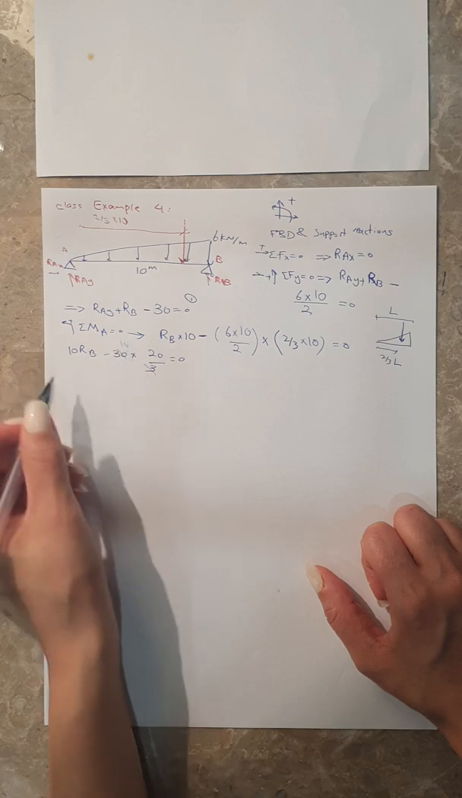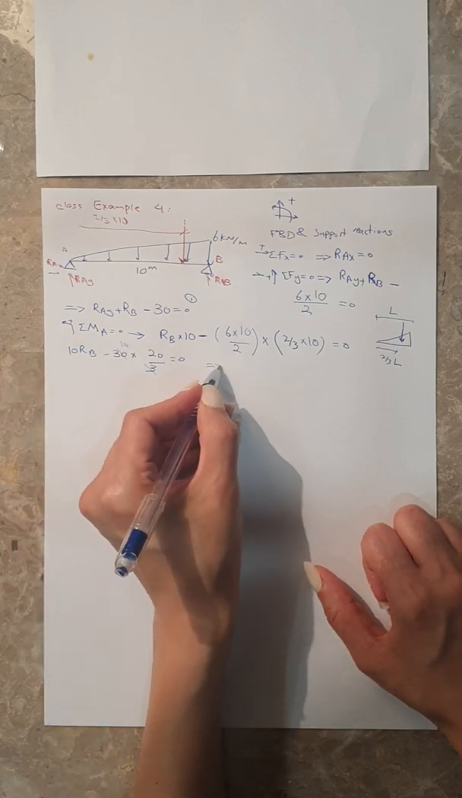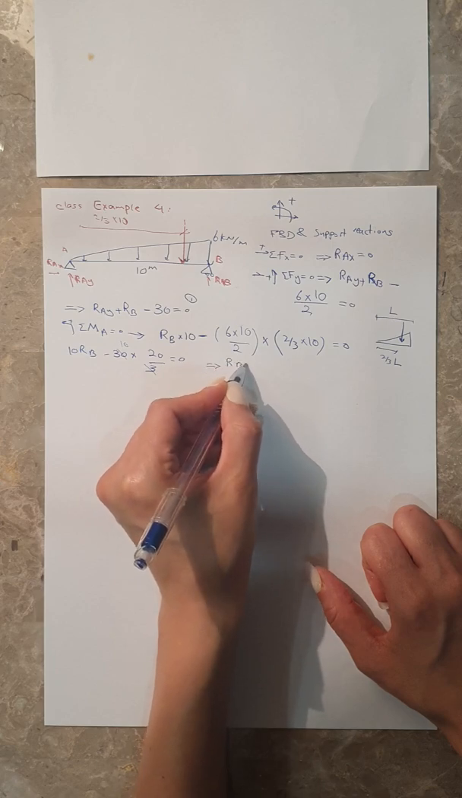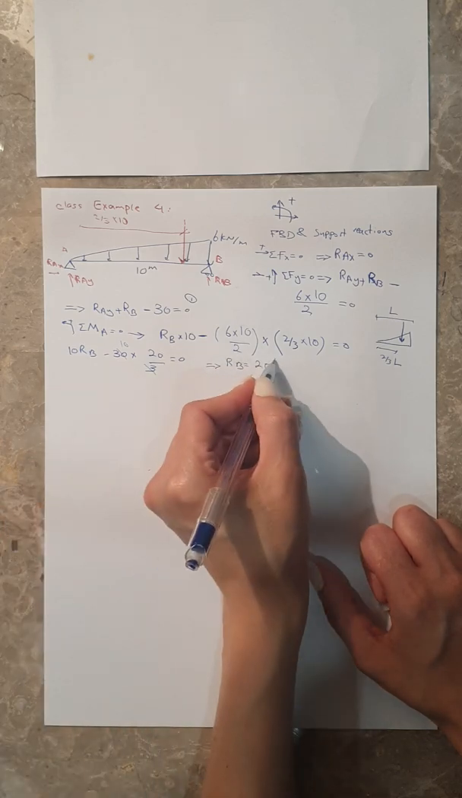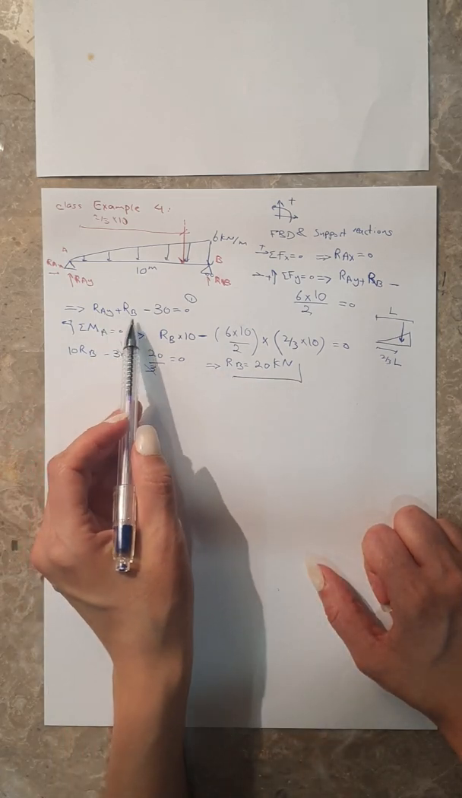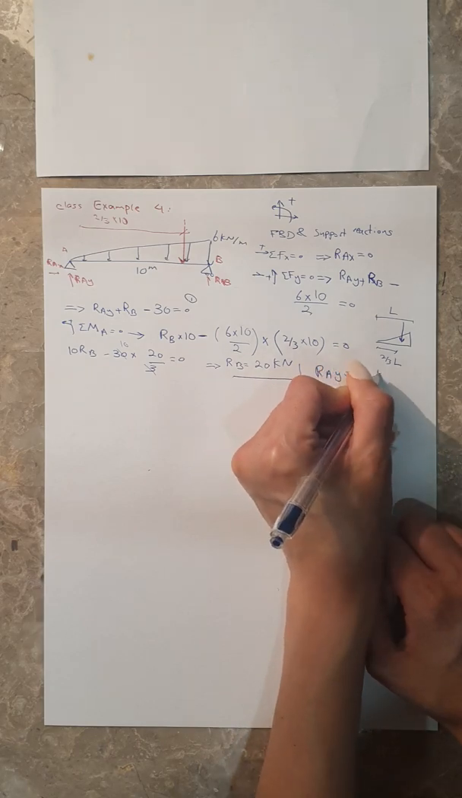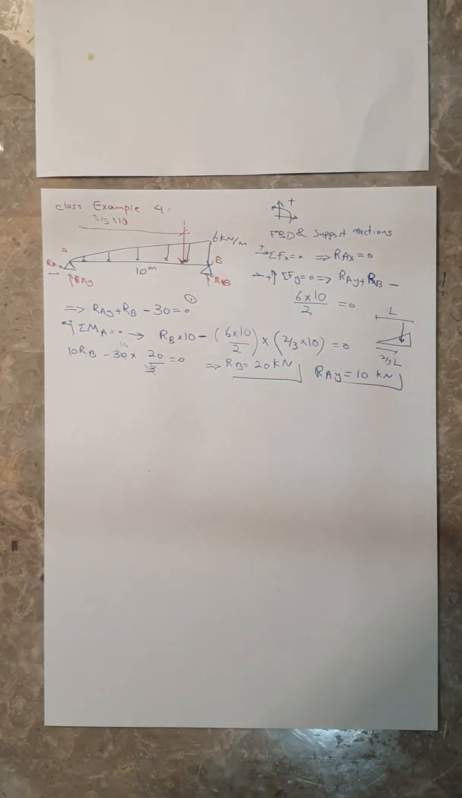It would be 10. So 10 RB minus 200 would be equal to 0. This means that RB is equal to 20 kilonewton. And therefore, if you put it in equation 1, you're going to get that RAY would be equal to 10 kilonewton. So this was the first step of this question.